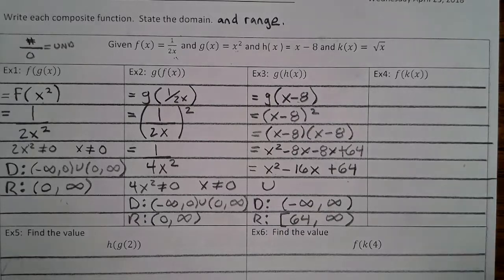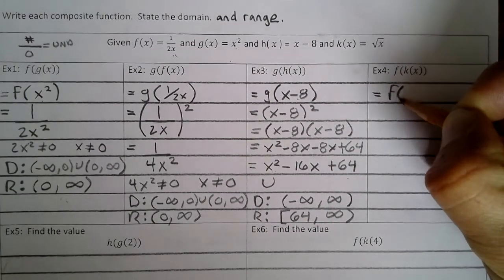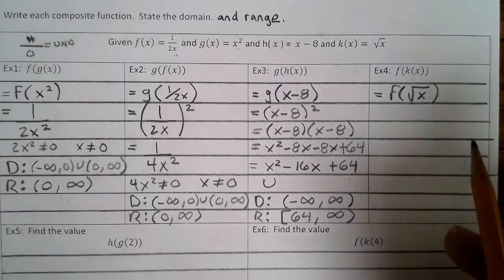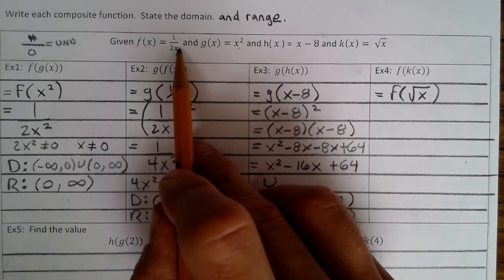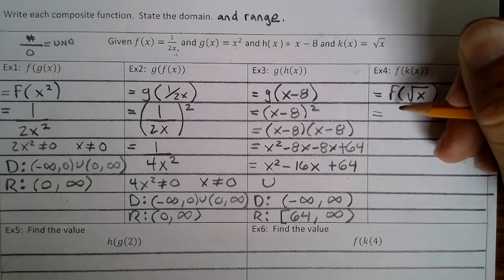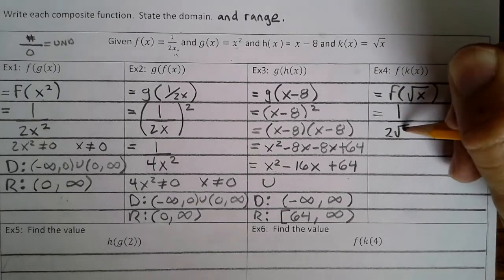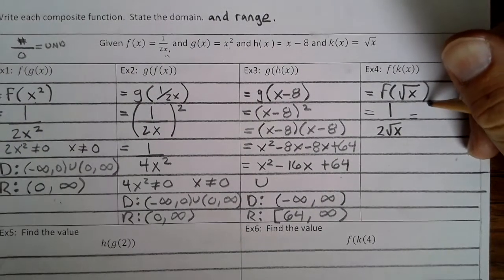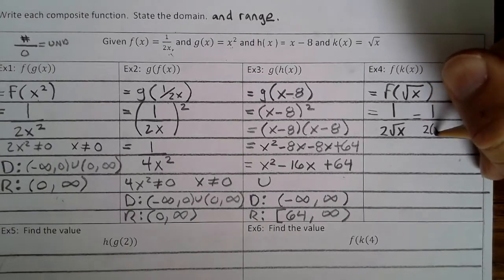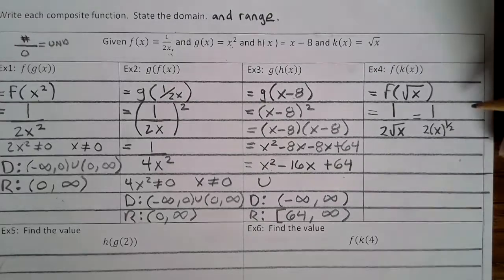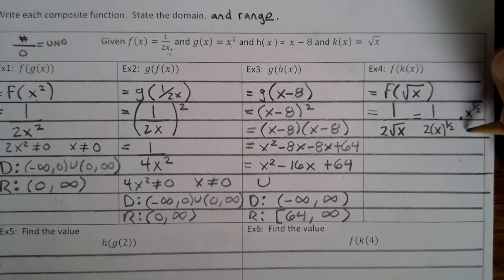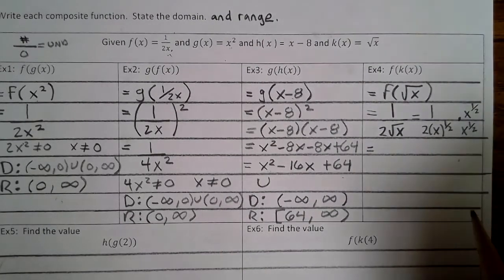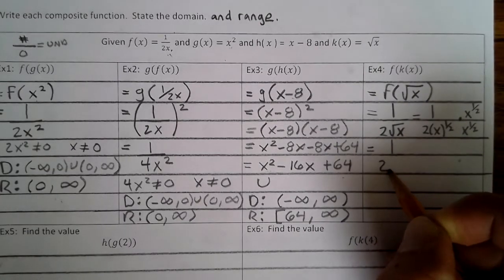All right, now let's take a look at example 4. So that's f of k of x. So k of x is the square root of x. So we're putting in the square root of x for x. So that's 1 divided by 2 square roots of x. Now you can't have a radical in the denominator, so we need to rewrite this as 1 divided by 2 times x to the 1/2. And then we need to multiply x to the 1/2 by the numerator and denominator.